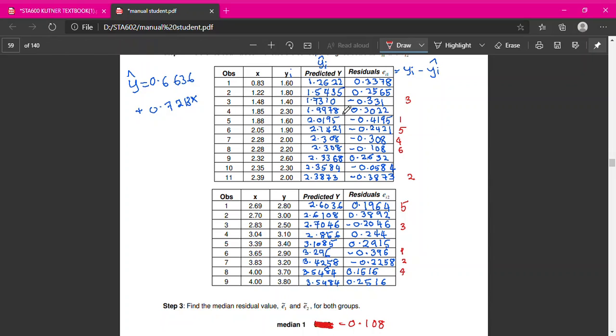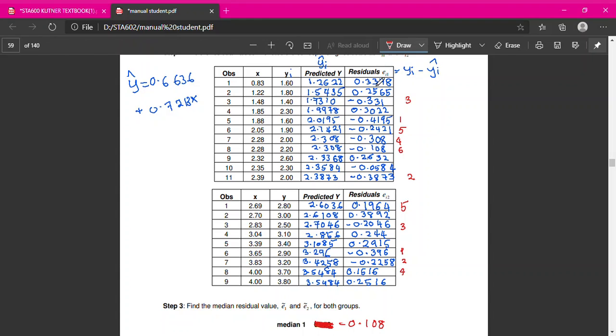Then you can do it again for each of the x here, then you akan dapat this column. Sama juga untuk the second group, gunakan the same equation. Okay, the same equation, then replace x here. Dalam equation, you akan dapat predicted of y. Okay, lagi senang sebenarnya kalau gunakan Excel. Okay, but kalau nak buat manually, kena guna calculator lah.